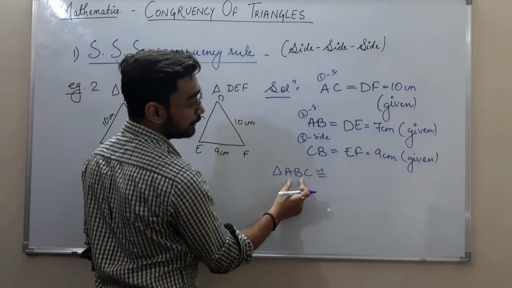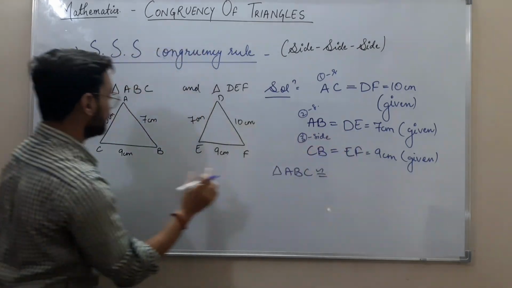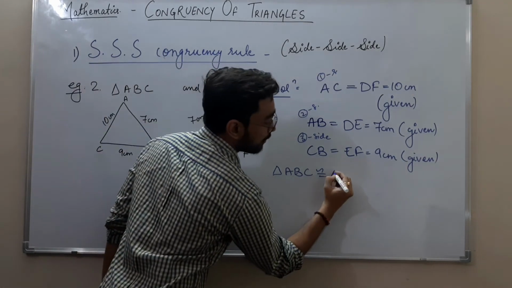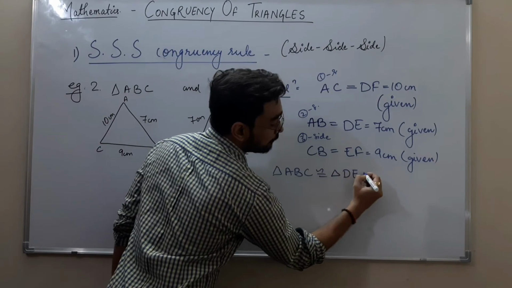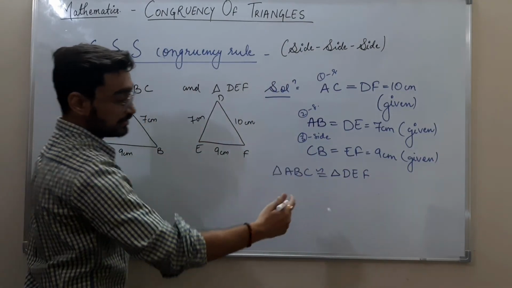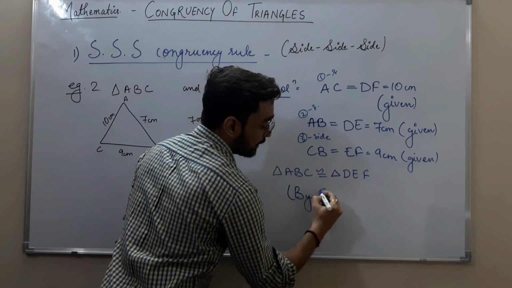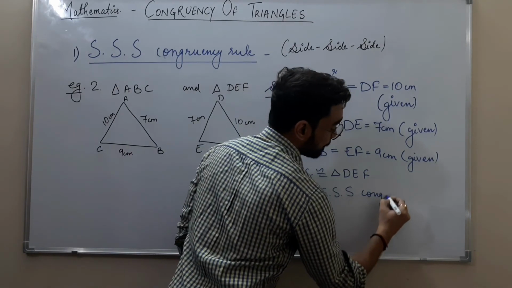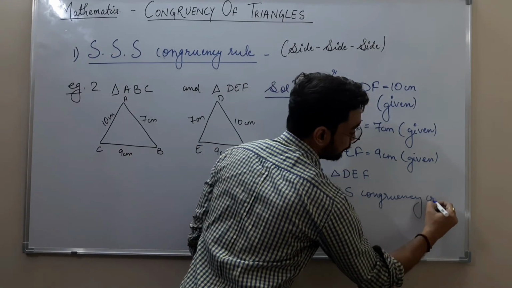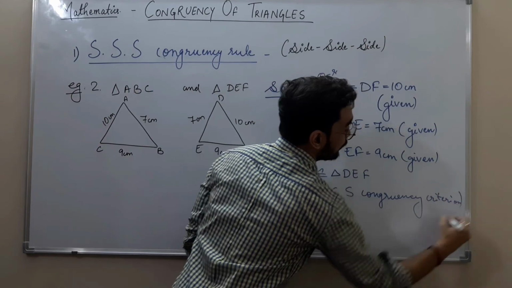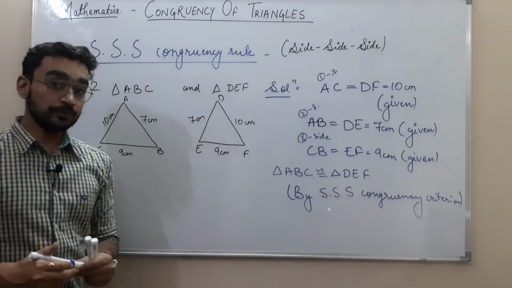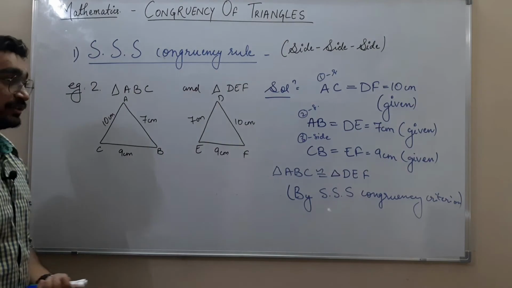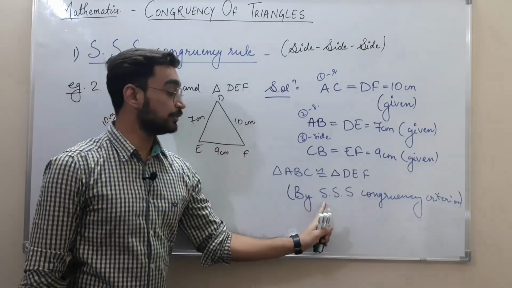See, AB is equal to DE. So I have to write triangle DE and the third point F. They are congruent to each other by S.S.S. congruency criteria. You can write here by congruency criterion. So we have proved here that these two triangles are congruent to each other because of the congruency rule side.